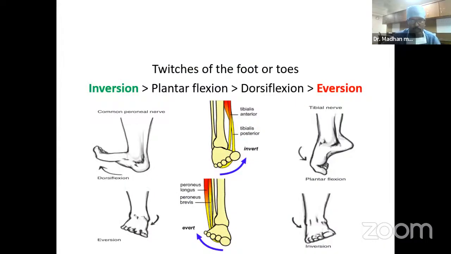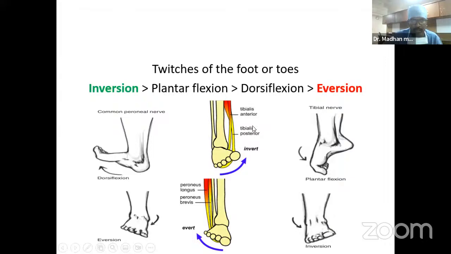Among the twitches of the foot or toes, inversion is the most favored response among these 4 responses, and eversion is the least favored response. Why is it so? For this you have to know which muscles cause inversion. As you can see here, inversion is caused by tibialis posterior and tibialis anterior. Tibialis anterior is supplied by the deep peroneal nerve, which is a branch of the common peroneal nerve, and tibialis posterior is supplied by the tibial nerve.